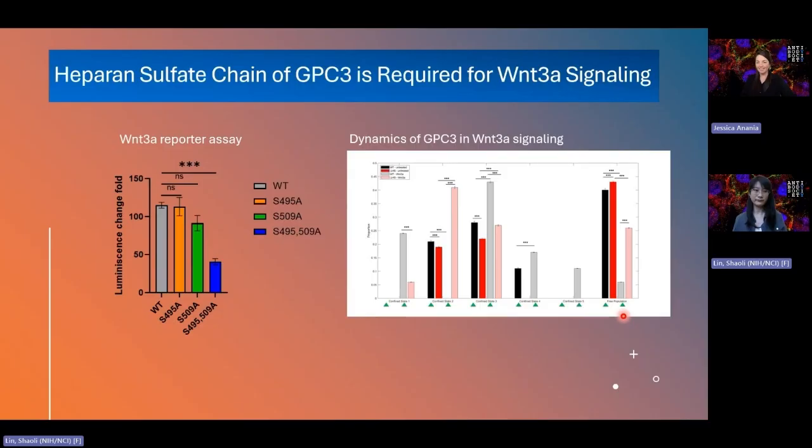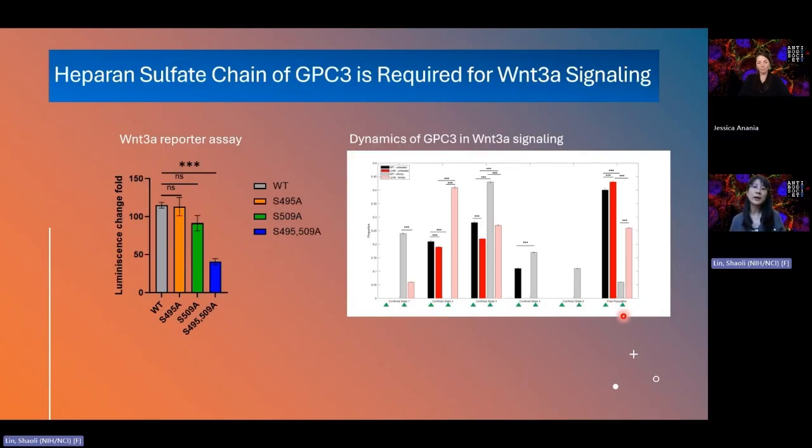Wow, big difference. Right. So this indicates that Wnt3A can restrict GPC3 to a more confined diffusion motion on the cell membrane, possibly due to the formation of the complex.